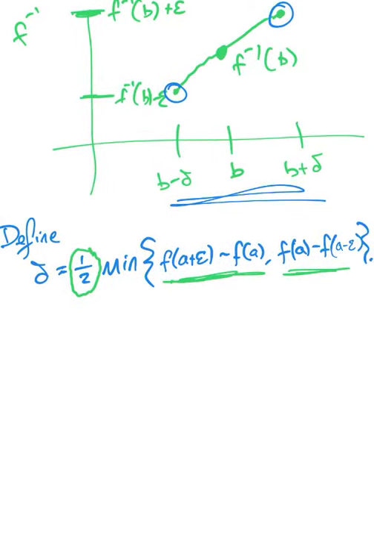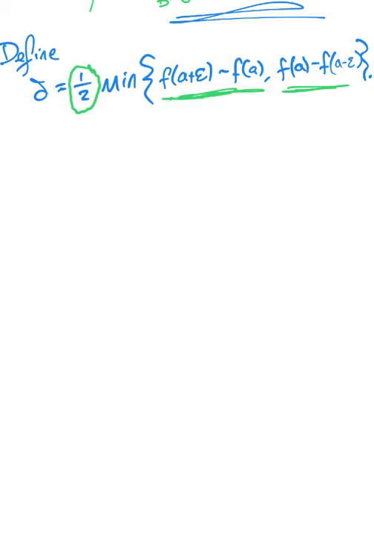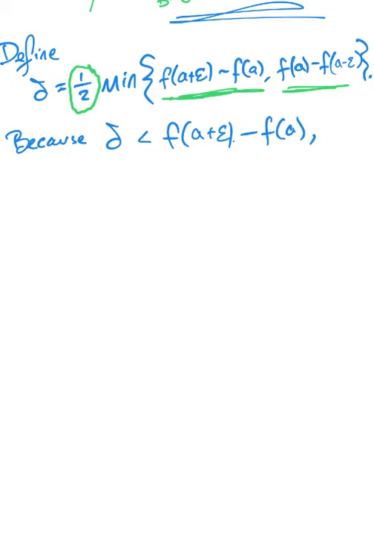Now let's see what that does for us. By the way, both of those quantities in the minimum are positive because f itself is strictly increasing. Because delta is less than f of a plus epsilon minus f of a, that means that f of a plus delta is less than f of a plus epsilon.